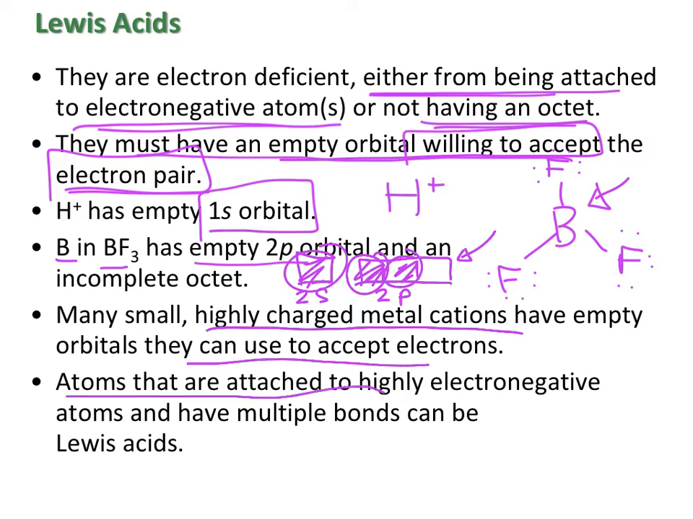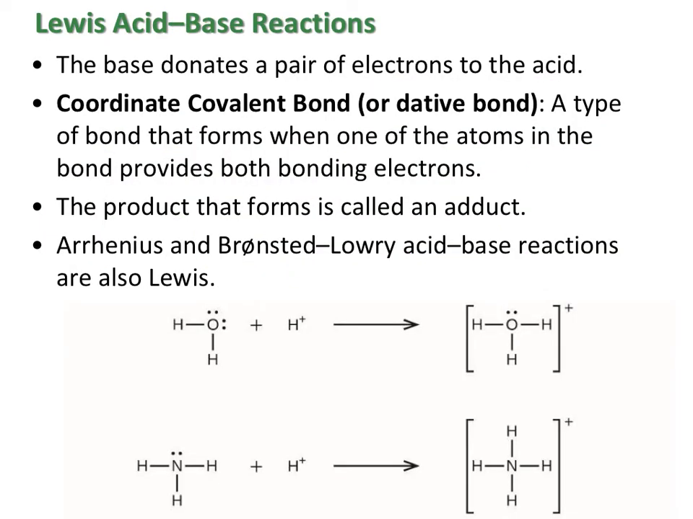And then atoms that are attached to highly electronegative atoms, like I talked about earlier, can act as acids because they're basically electron deficient, because the electronegative atom is kind of hoarding away the electrons. So let's look at some reactions. We know that the base donates a pair of electrons to the acid. That's the main idea of Lewis acids and bases.